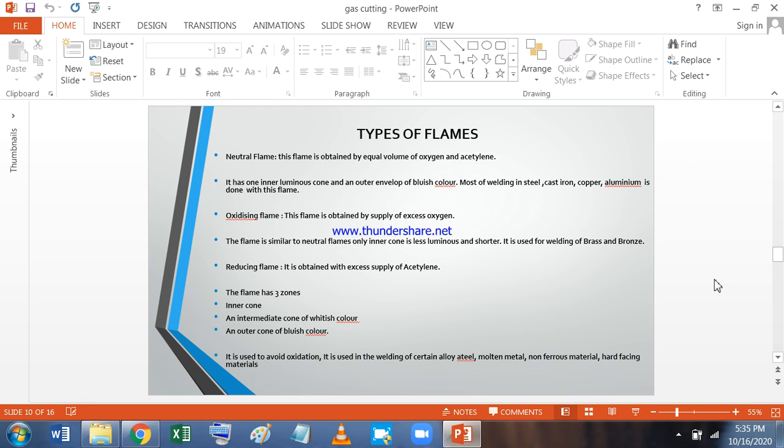Then we have the oxidizing flame, where the supply of oxygen is in excess. That means the supply of oxygen is more than acetylene. This flame is similar to the neutral flame, only the inner core is less luminous and shorter. It is used for welding brass and bronze. Then we have the reducing flame, sometimes called the carburizing flame. It is obtained with excess supply of acetylene. This flame has three zones: one inner cone, one intermediate cone and one outer cone. It is used to avoid oxidation and for welding of alloy steel. It is also used for molten metal, non-ferrous materials and hard facing materials.